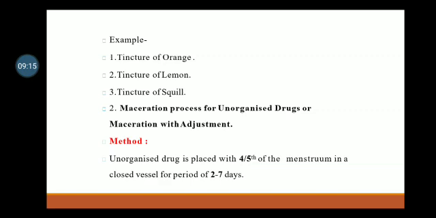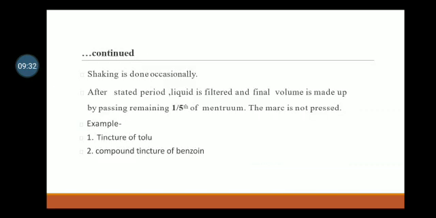Maceration process for unorganized drugs, or maceration with adjustment. Method: the unorganized drug is placed with 4/5th of the menstruum in a closed vessel for a period of 2 to 7 days. Shaking is done occasionally. After the stated period, the liquid is filtered and the final volume is made up by passing the remaining 1/5th of the menstruum. The marc is not pressed. For example, tincture of tolu and compound tincture of benzoin.